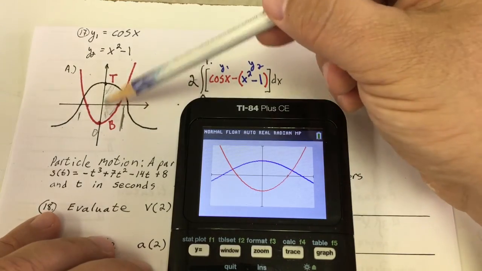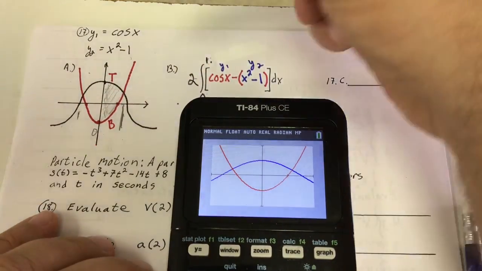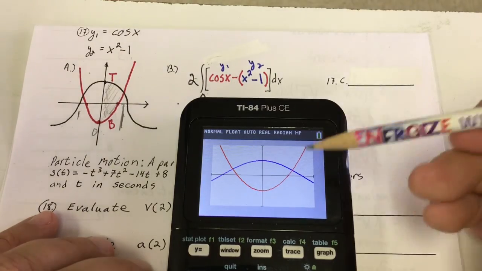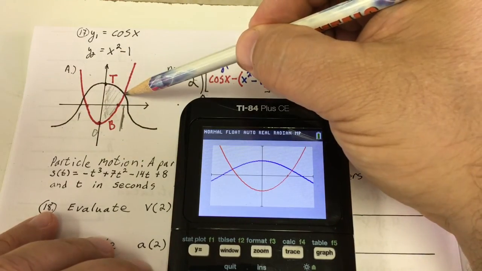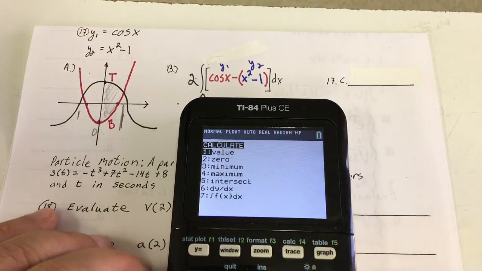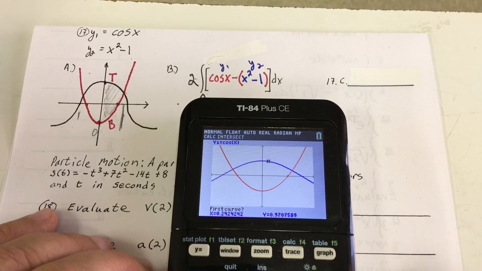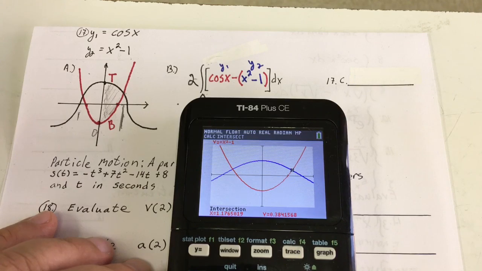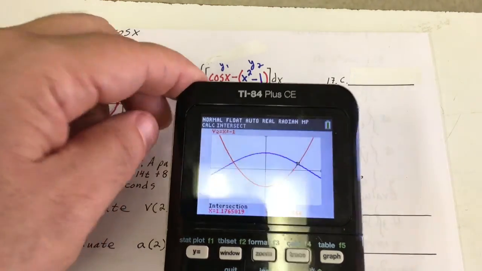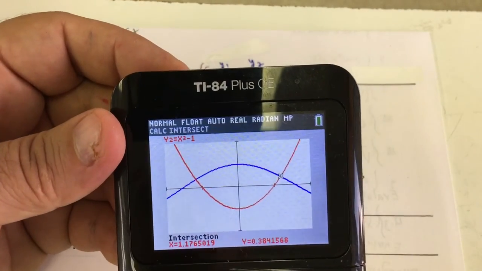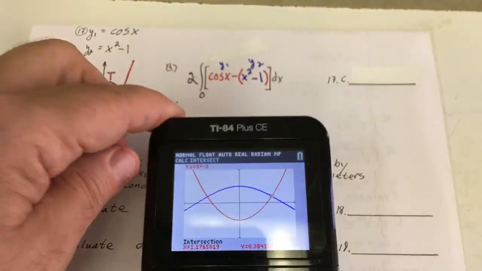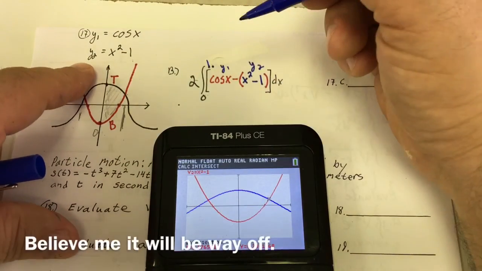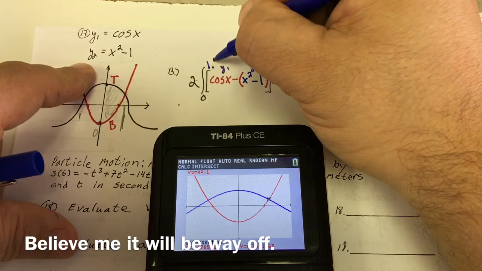Now again, due to symmetry, I'm going to do it from 0 to some number. And I'm not supposed to know what that number is yet. And that's going to be this spot right here. This spot on the actual paper graph. So I'm going to hit second calc 5 for intersect. Enter, enter, enter. And be careful when you write down your limits of integration. Otherwise, it'll give you a totally bogus answer. And this limit of integration is 1.765019. If you even mess up a little bit, it's going to be way off.